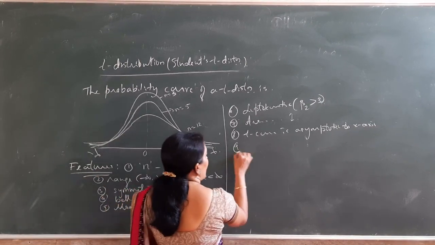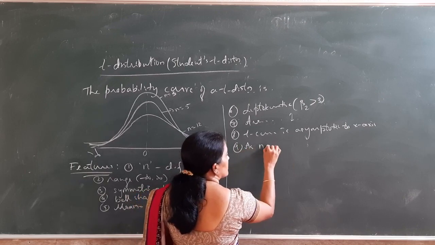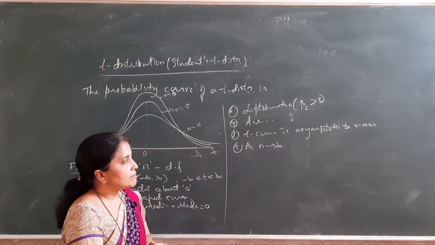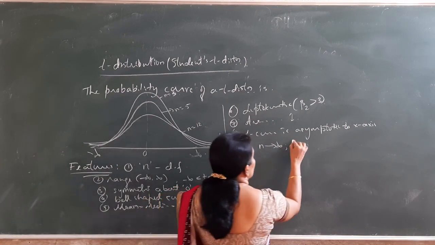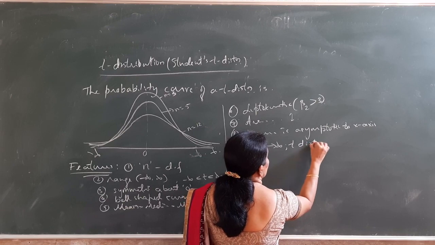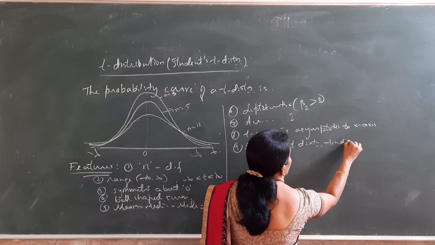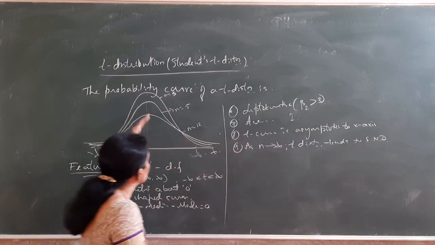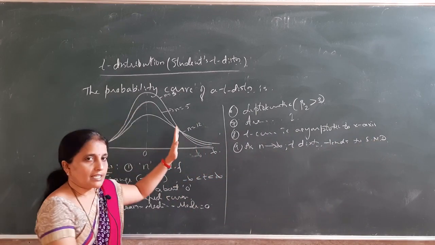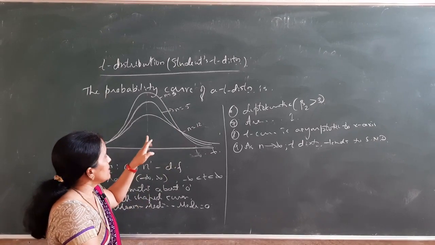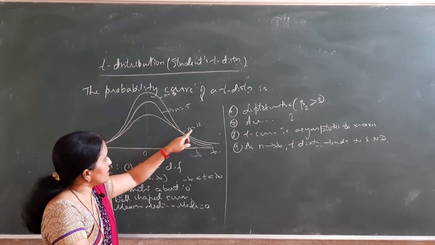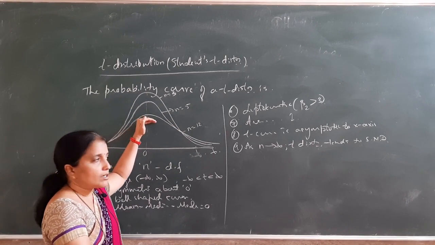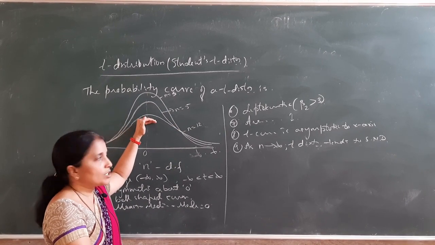Similarly, as n tends to infinity, as the degrees of freedom become larger and larger, the t distribution tends to the standard normal distribution. We can observe that. Anyhow, this is symmetric. Yes, but it is highly peaked. As n increases, the peakedness goes on decreasing and reaches a value of 3, beta 2 equal to 3.